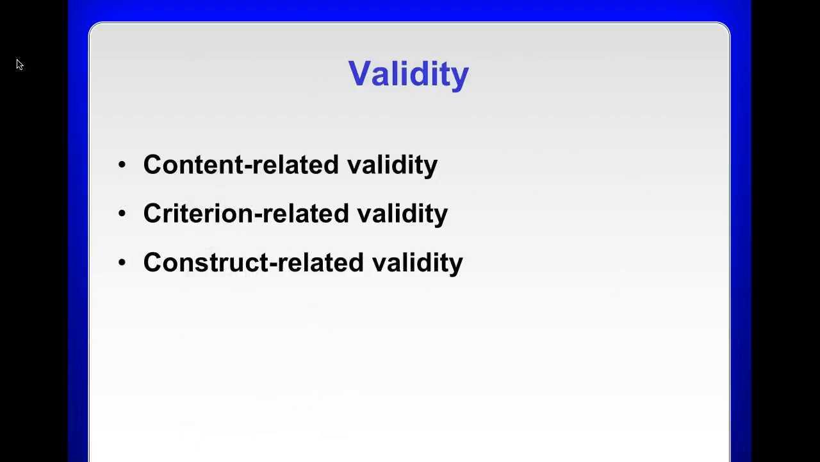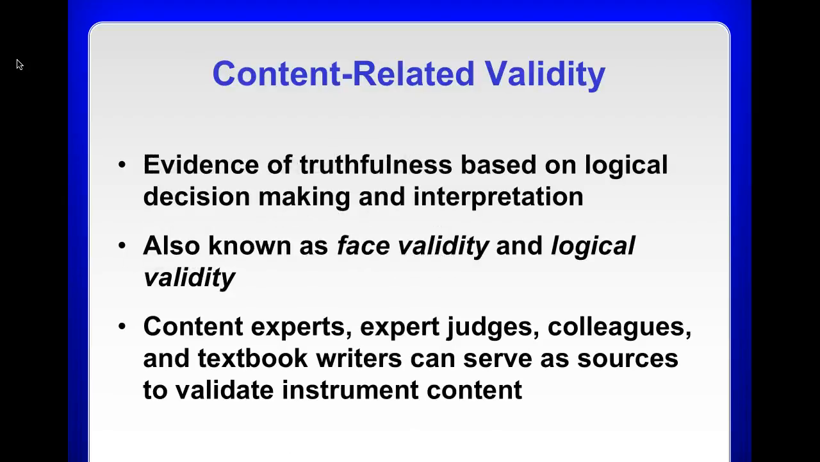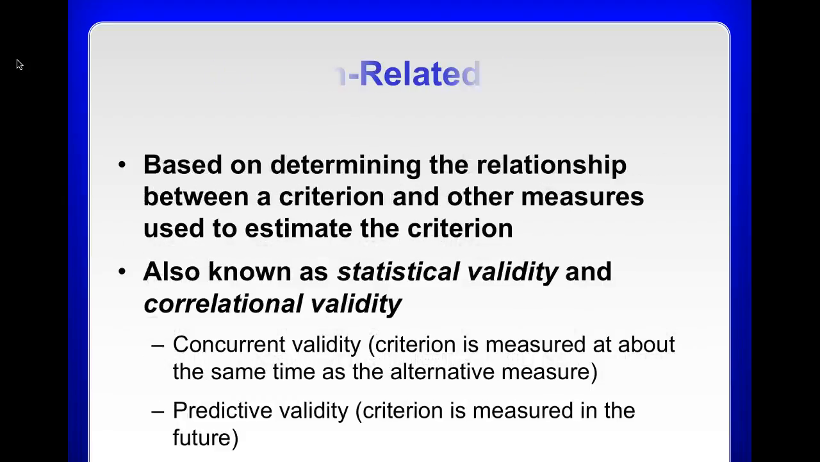Validity, we have a couple: content, criterion, and construct. Content is evidence or truthfulness based on logical decision making, also known as face validity and logical validity. Content experts, expert judges, colleagues, and textbook writers can serve as sources of valid instrument content. Criterion is based on determining the relationship between a criterion and other measurements used to estimate the criterion, also known as statistical validity and correlational validity.